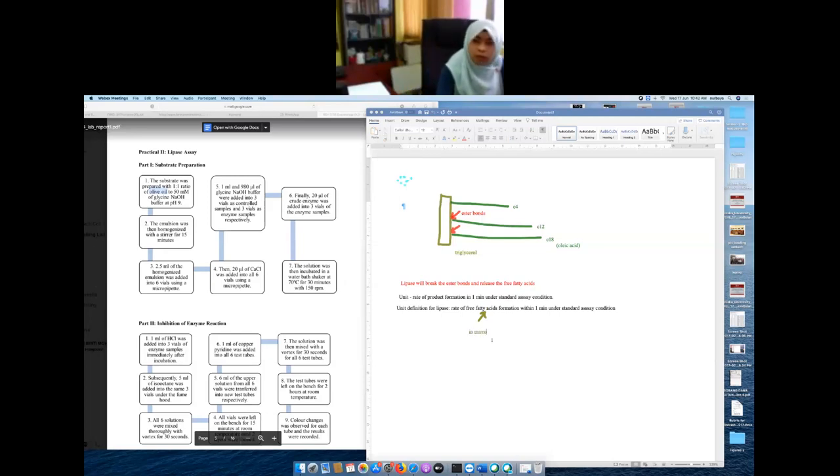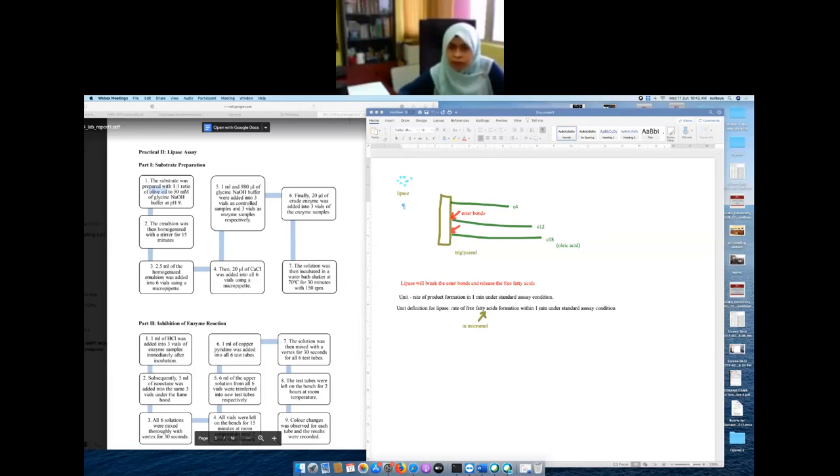In micromole. Okay, so now we have this lipase reacting on the ester bond and releasing the long chain fatty acid, which is oleic acid, and carbon 12. What is carbon 12? You can check, just Google it. Maybe dodecanoic acid.